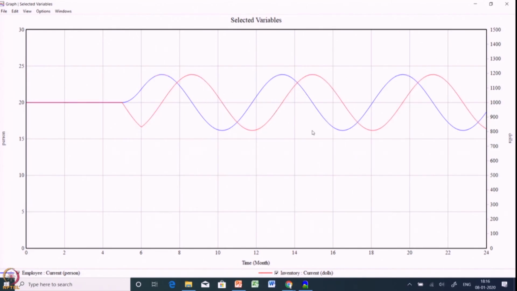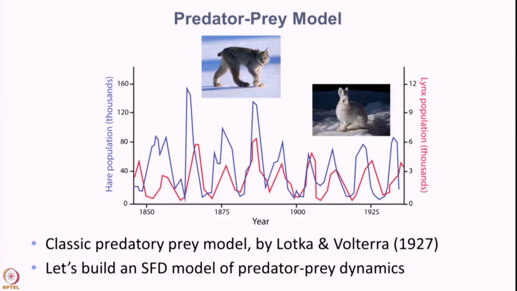So, these cycles are a very simplistic model of a business cycle. Now, we look at a model on how to build a system dynamics model of predator-prey dynamics.